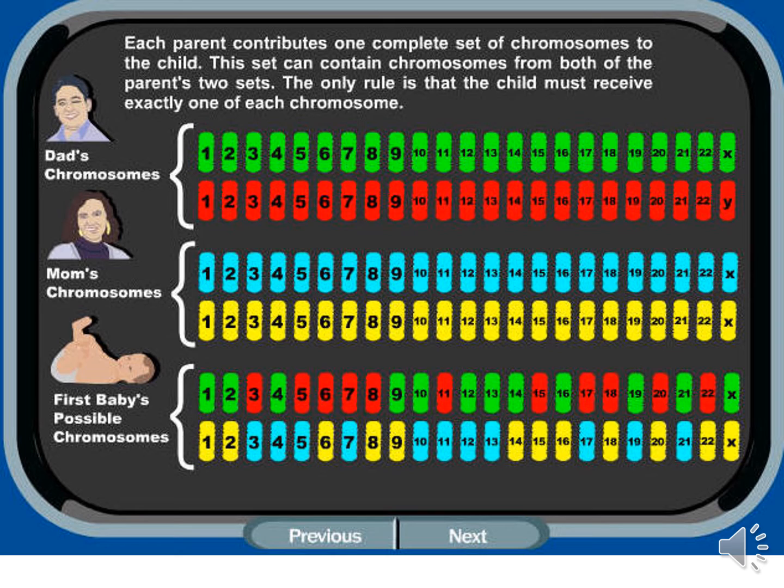Here is a sequence. You can easily understand the set of chromosomes passed to the child. This set contains a chromosome from each of the parents' two sets, and the only rule is that the child must receive exactly one of each chromosome.